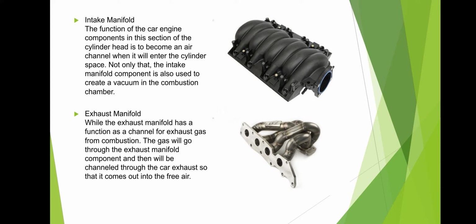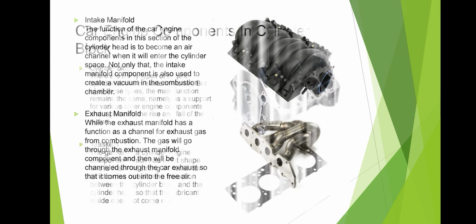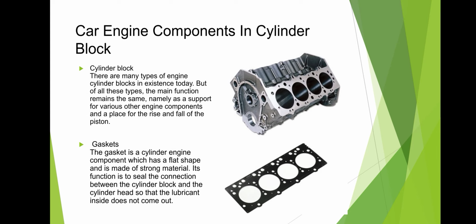This is the exhaust manifold. The exhaust manifold has a function as a channel for exhaust gas from combustion. The gas will go through the exhaust manifold component and then will be channeled through the car exhaust so that it comes out into the free air. Next, car engine components in the cylinder block.